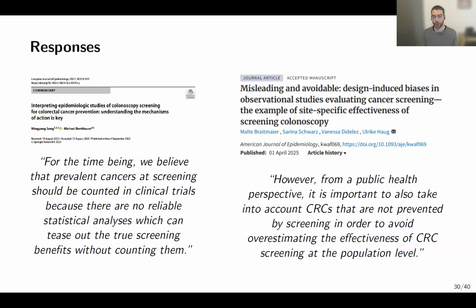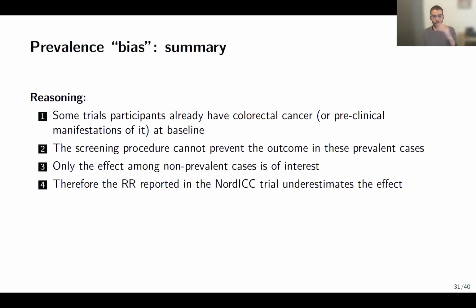On the other hand, there is this article recently published in the American Journal of Epidemiology from Breitmeyer and colleagues, in which they argue that the quantity of interest from a public health perspective is the effect among the people who are eligible and not among the people who do not have colorectal cancer, because you do not know essentially who has colorectal cancer before doing the screening. Our contribution to this debate will be a bit different.